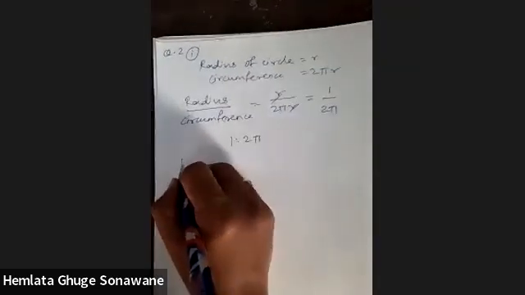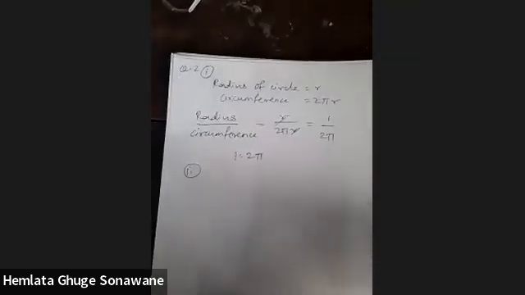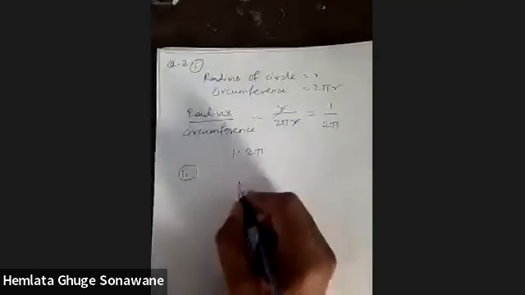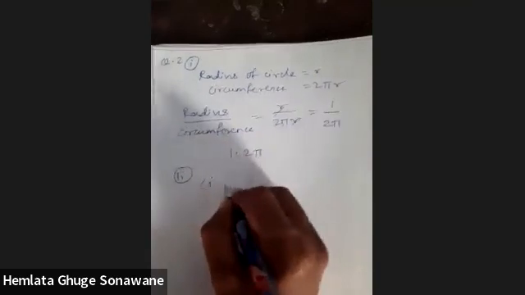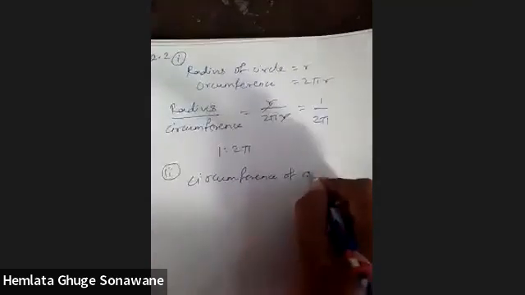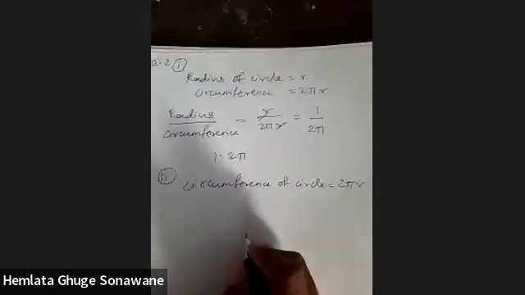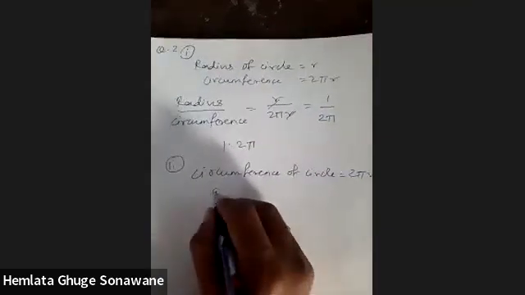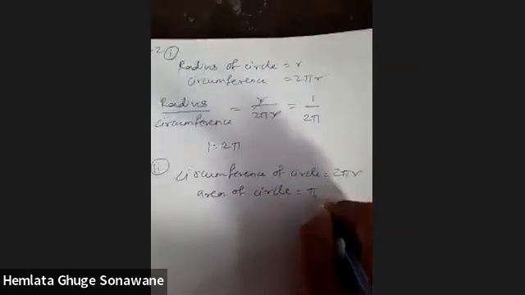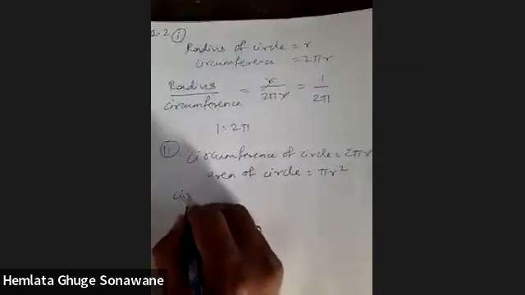Second example, the ratio of circumference of a circle with radius r to its area. Now circumference of a circle is 2 pi r. Okay, and the area of the circle is pi r square. Now we have to take this ratio, circumference to area.